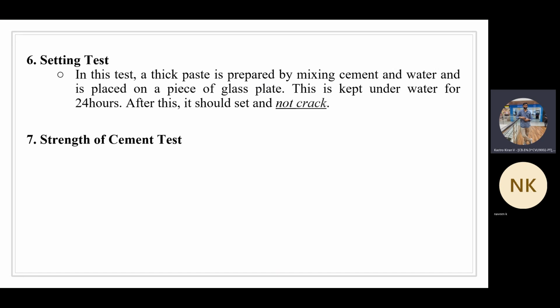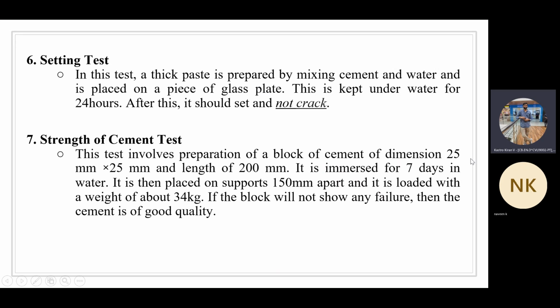Now, how will you find out the strength of the cement paste? In this case, we are going to cast a simple specimen with a dimension of 25 by 25 by 200 mm length. That is 25 mm on one side and 25 mm on the other, and the total length of the specimen is 200 mm. This specimen you are going to immerse in water for 7 days.